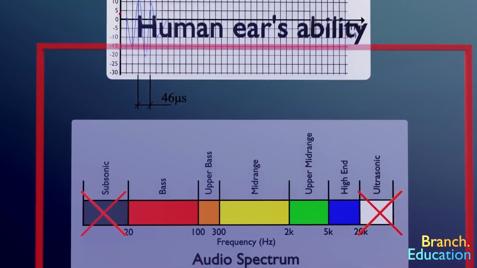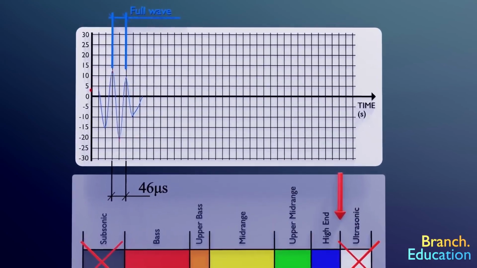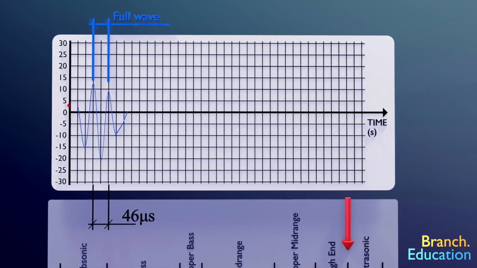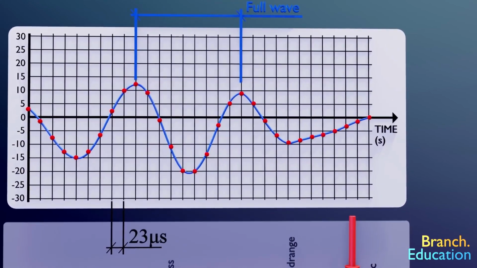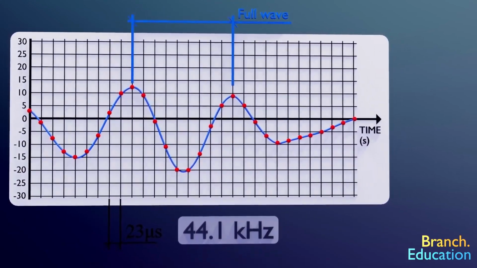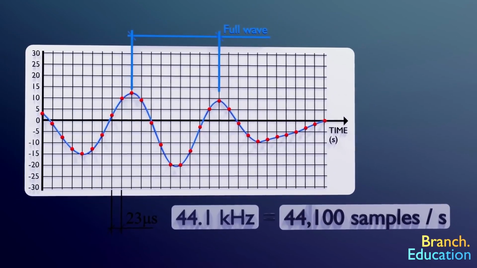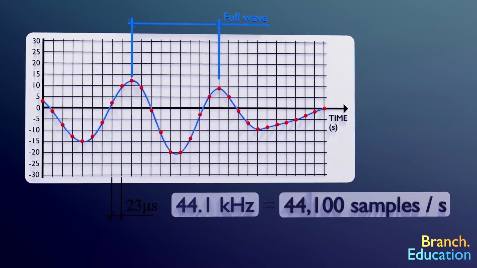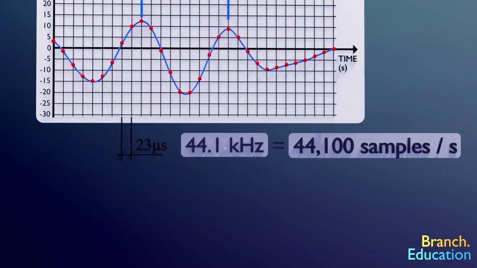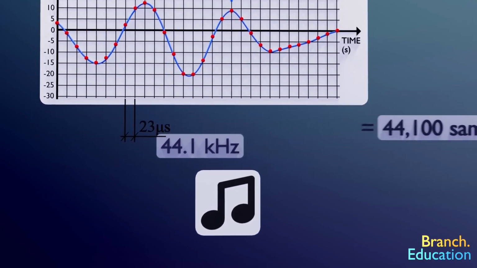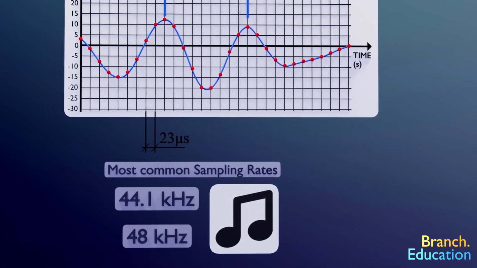So, in order to capture a waveform with a maximum 20 kilohertz frequency, 2 data points are required per full wave, and thus they use 1 data point every 23 microseconds, which is a rate of 44.1 kilohertz, or 44,100 samples every second. Note that this sampling rate, or sampling frequency, of 44.1 kilohertz is the most common rate for recorded audio such as music and podcasts, and 48 kilohertz is the second most common sampling rate.